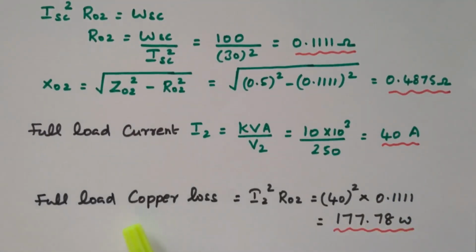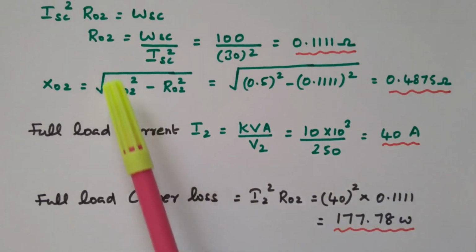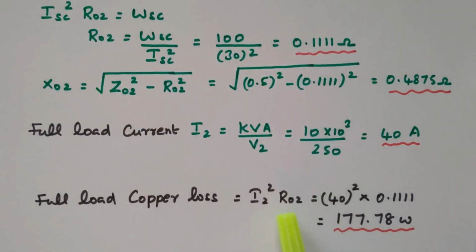Right. So now we can calculate the first question, full load copper loss. I2 square into R02. I2 is calculated here, R02 is also available. So by using these two values, we can find the full load copper loss. I2 square into R02, that is 40 square into 0.111, that is nothing but 177.78 watts. So the full load copper loss is 177.78 watts. Now we'll go to the second question.